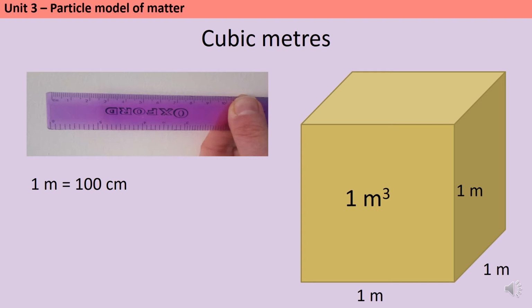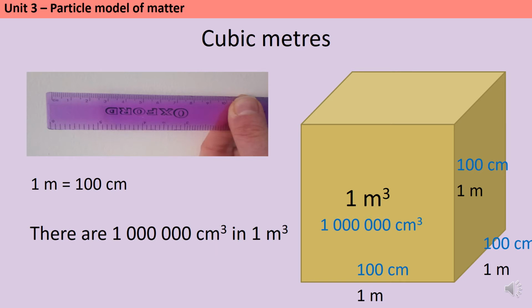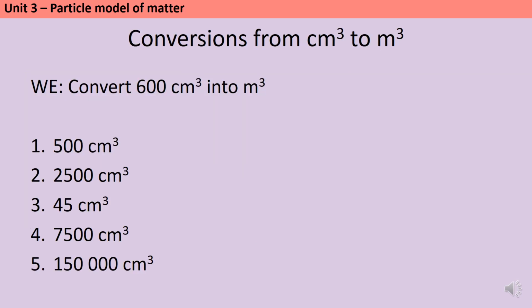If we come back to our cube here, we can remeasure the sides, but in centimetres instead of metres. So if every side is 100 centimetres, then the volume will be 100 times 100 times 100. 1 million centimetres cubed. So now you need to remember that there are 1 million centimetres cubed in 1 metre cubed. Hopefully that makes sense, but just to be sure, let's do a couple of quick calculations.